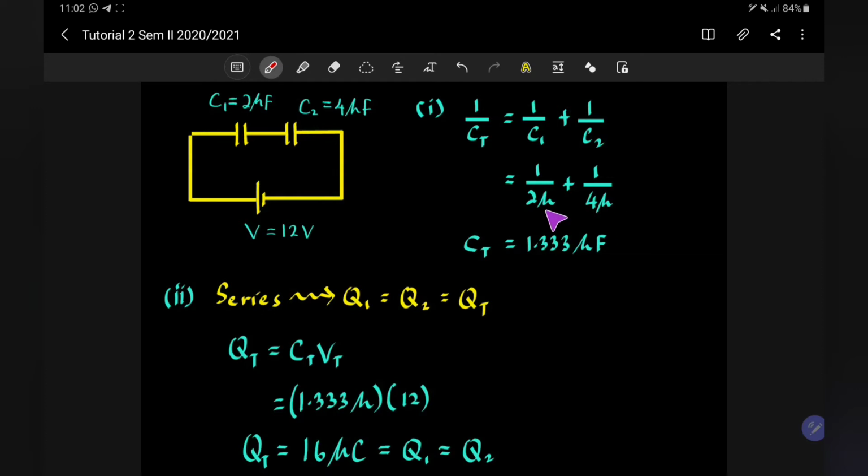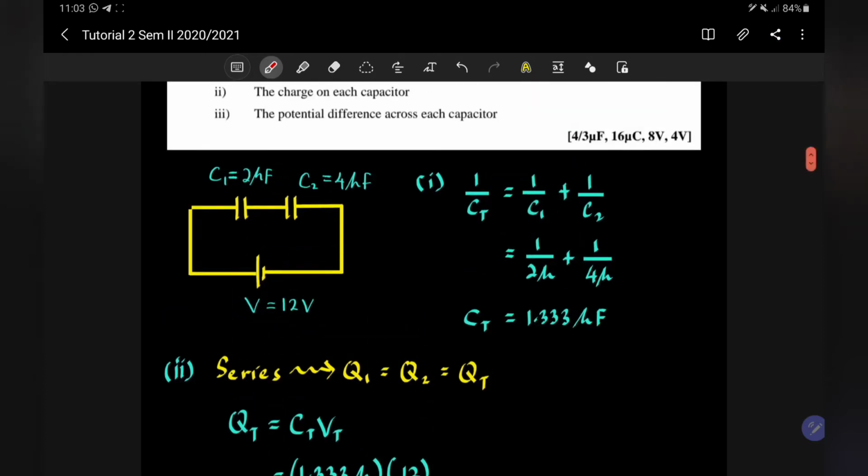For me, I like to use the symbol of the prefix. So 2 micro for C1 and 4 micro for C2. Using our calculator, don't forget this is 1 over C total. Reverse it and you will get C total, so you get 1.333 microfarad. Okay, next, for the second part.